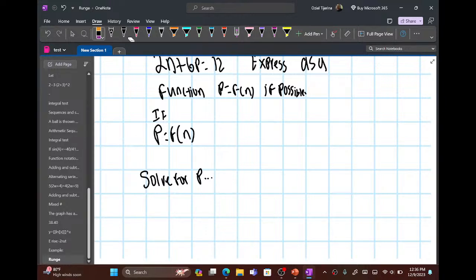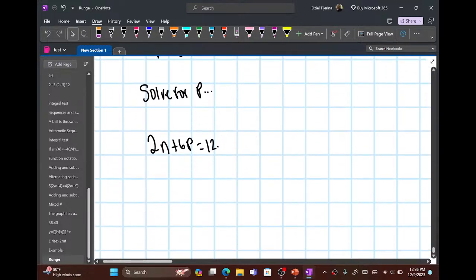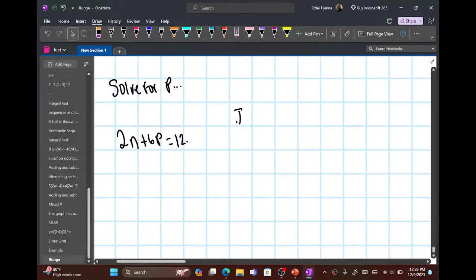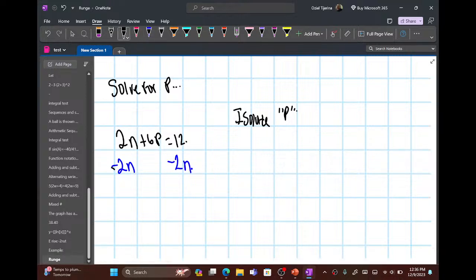So we know p is f of n, so we have 2n plus 6p equals 12. What I'm going to do is we want to isolate p. To do that, we need to subtract 2n. So our goal is to get p by itself. So this will cancel out. We're going to get 6p equals 12 minus 2n.